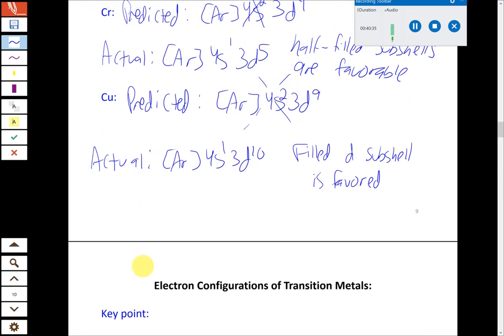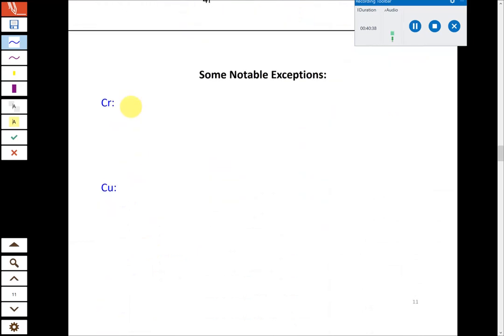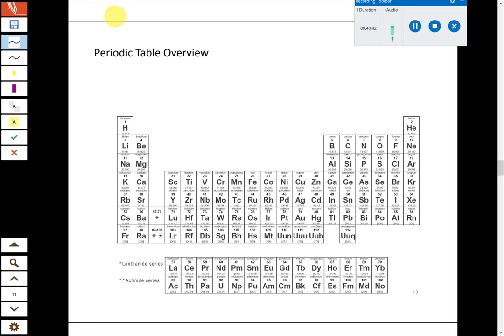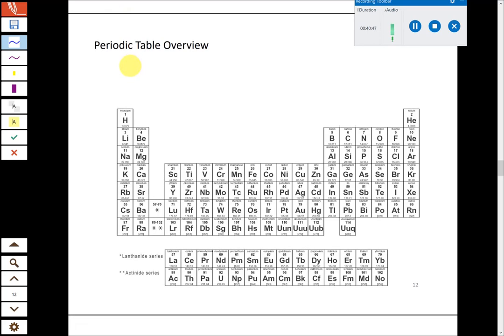I had the same slide twice, so skip that, sorry. We're going to go here to the slide that's labeled Periodic Table Overview. I accidentally had the same couple slides duplicated, so cross those out. We're going to go here to the periodic table.